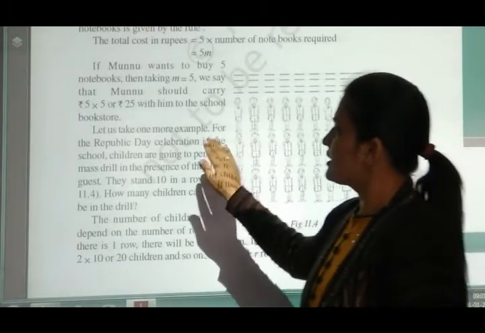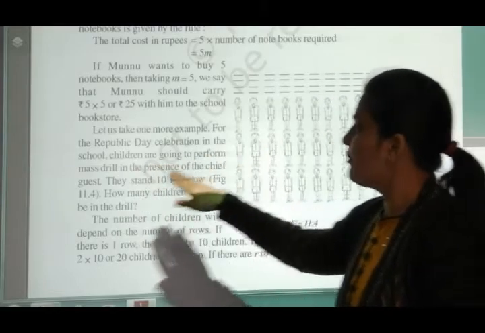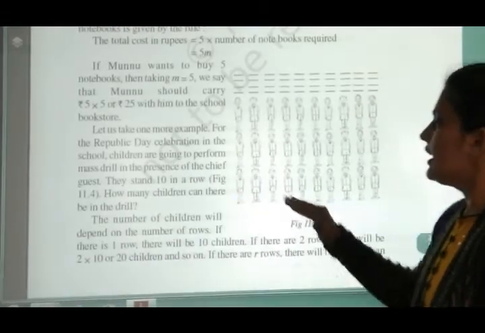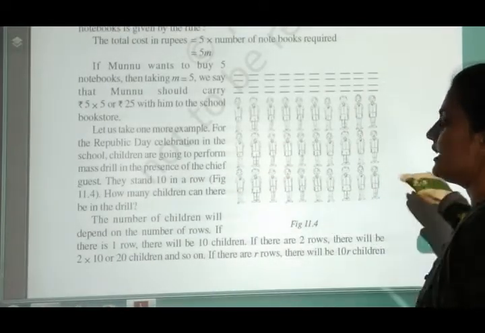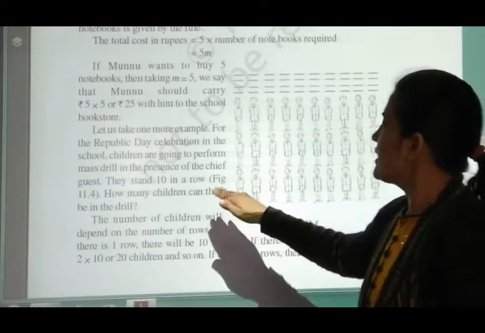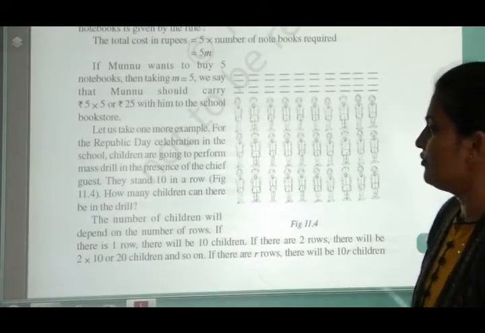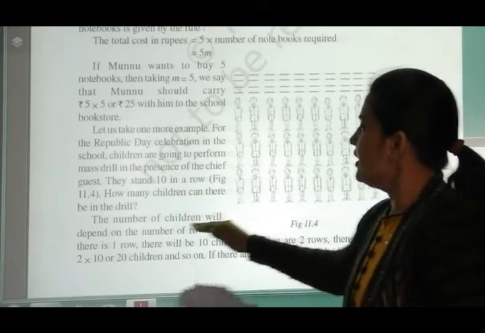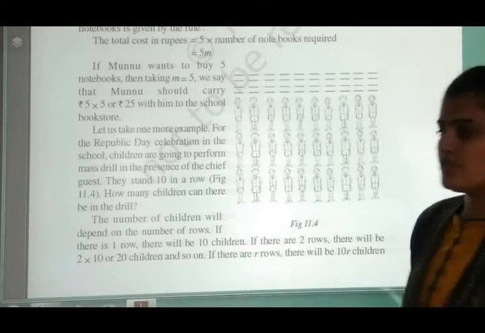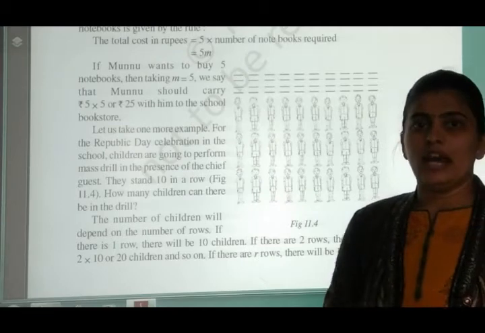Now another example: for a Republic Day celebration in the school, children are going to perform a mass drill in the presence of the chief guest. They stand 10 in a row. In a row, how many students are there? In a row, only 10 students are there. So how many children can there be in the drill? That we have to find out. Here the number of children will depend on the number of rows. So if there is one row, there will be 10 children.